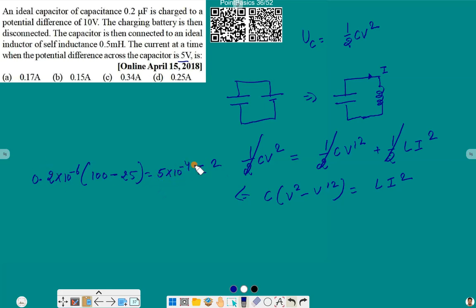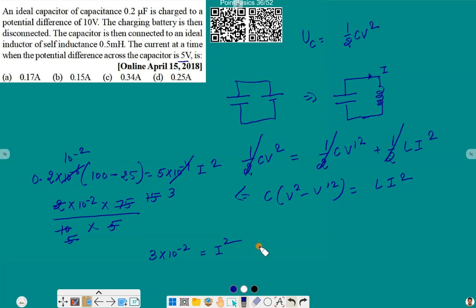So this will cancel to give 10 raised to power minus 2. So we will have 2 into 10 raised to power minus 2 into 75 divided by 5 from here. So this will be 15 and 3. So it will be 3 into 10 raised to power minus 2 is equal to I, and that is I square actually.